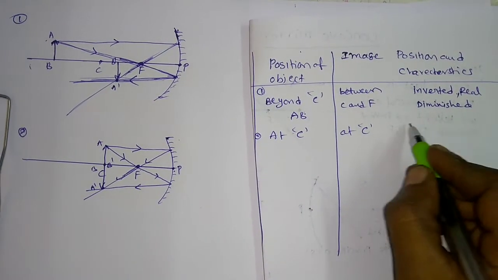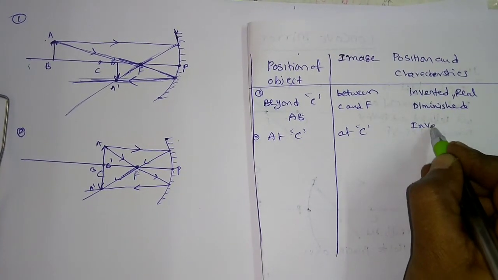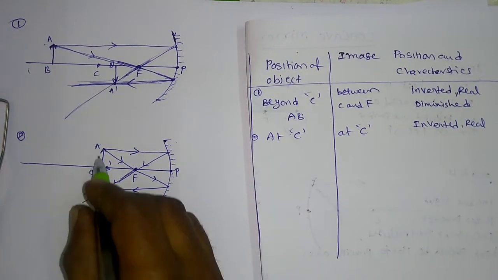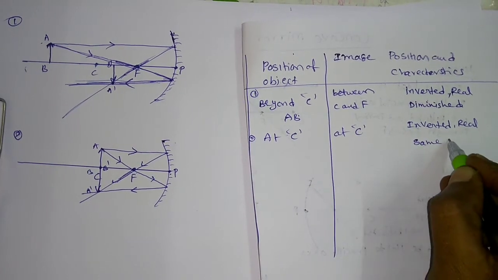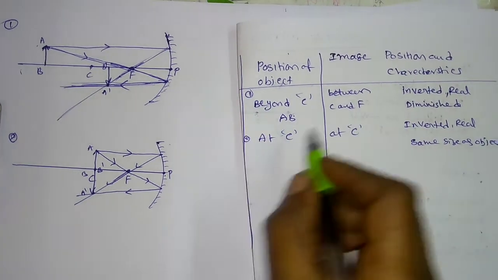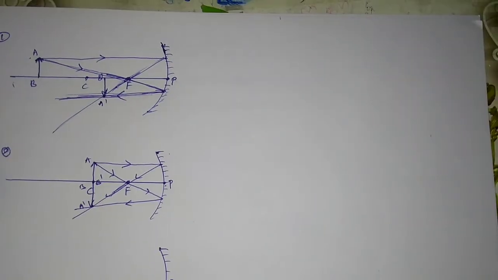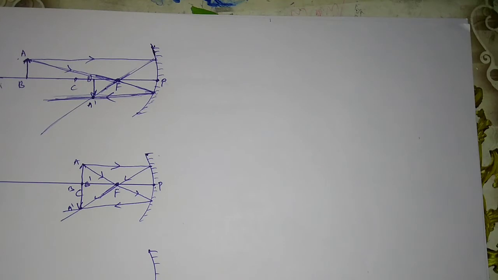Now, what are the position and characteristics? As usual, the image is inverted, and inverted means automatically it will be real. Here, the object size and image size are both the same, the same size as the object. This is the position for case number two. Next, in the third case, the object is in between C and F.